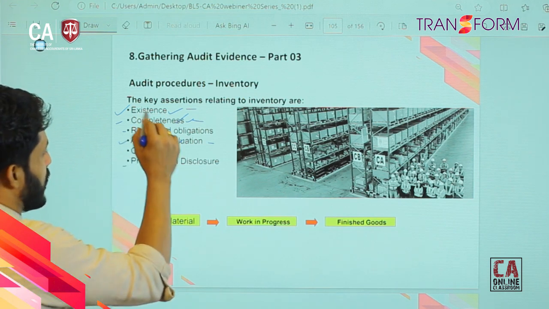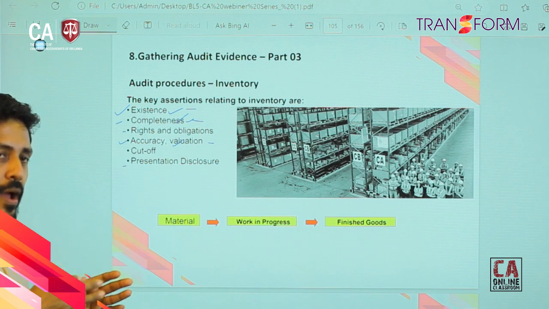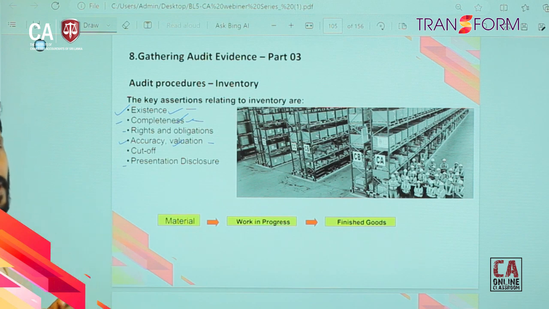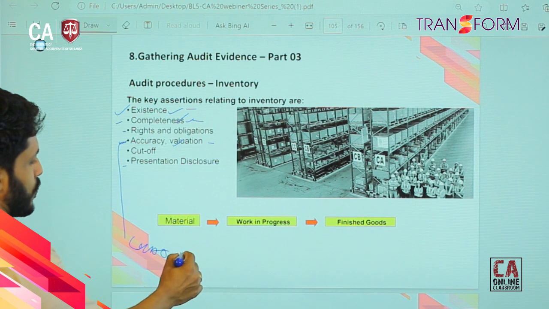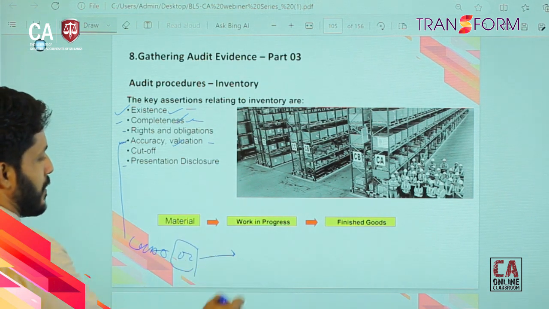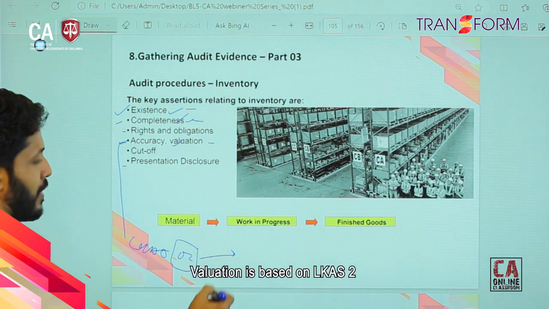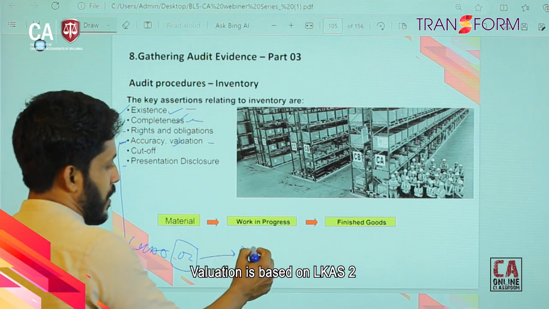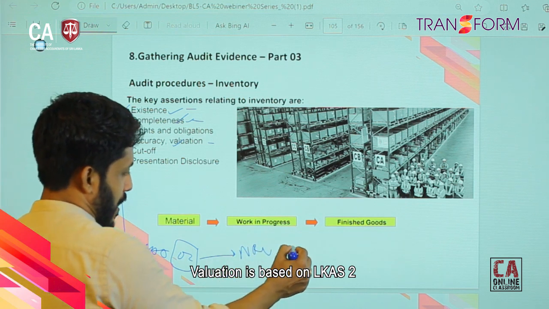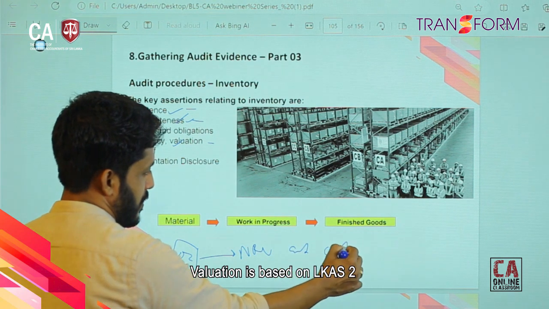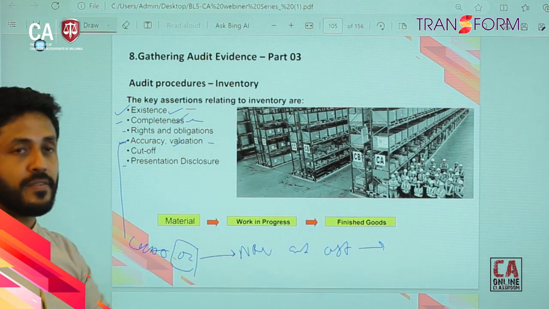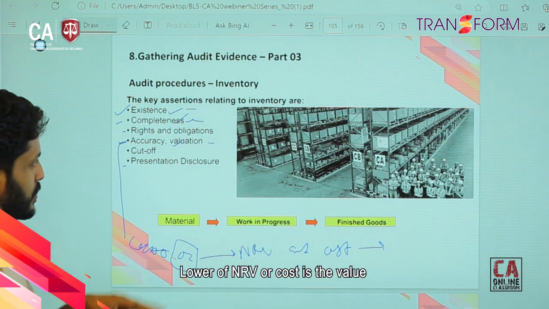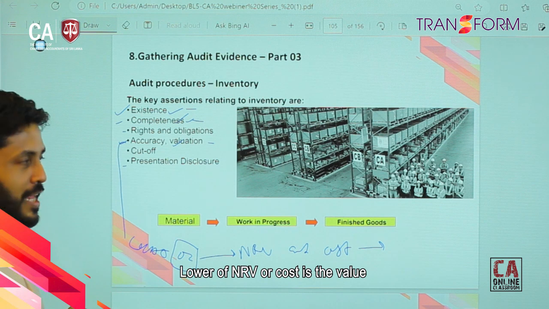And then valuation, whatever the quantity we have, the proper value should be taken to the books. That should comply with LKAS 2. LKAS 2 මොකද කියන්නේ? අපි ඉස්සරහ කතා කරනවා NRV and cost, whichever is lower. NRV and cost whichever is lower, right? So we have to do NRV testing as well.